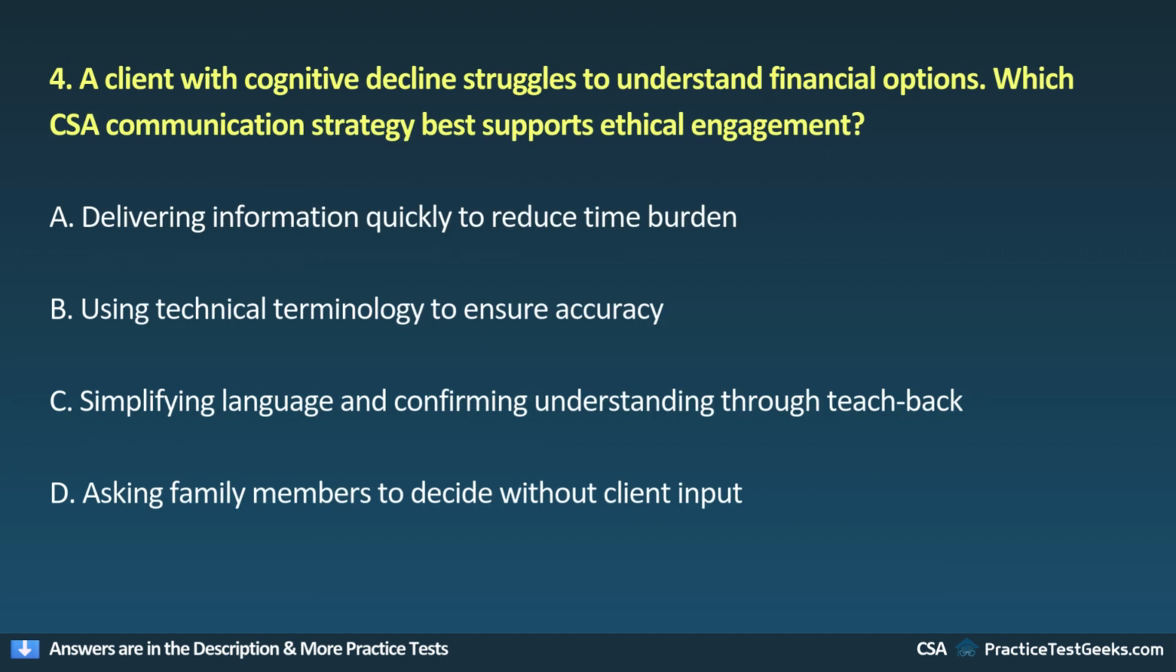4. A client with cognitive decline struggles to understand financial options. Which CSA communication strategy best supports ethical engagement? A. Delivering information quickly to reduce time burden. B. Using technical terminology to ensure accuracy. C. Simplifying language and confirming understanding through teachback. D. Asking family members to decide without client input.